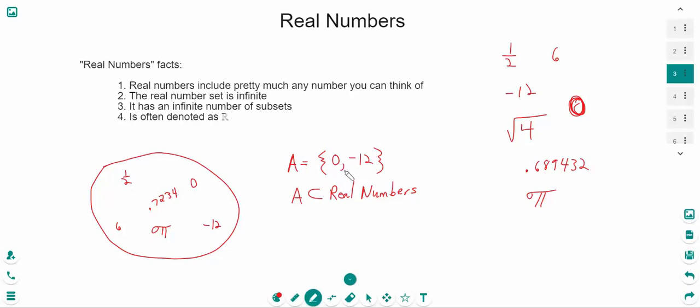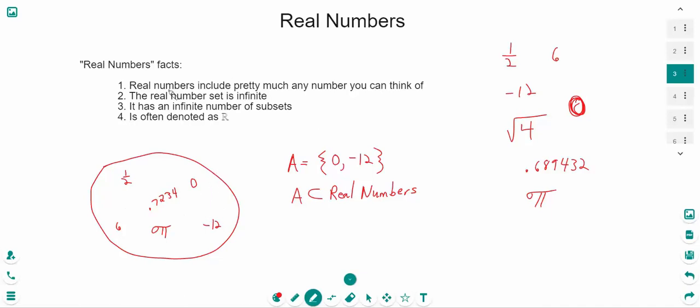And hopefully you can also see that I could make infinite subsets of the real numbers. I just chose 0 and -12. I could have chosen any other two numbers. I could have chosen one number. I could have chosen 10 numbers, 100 numbers, a million numbers. It doesn't matter. I could easily continuously pull out new subsets of this set of real numbers. And actually there are infinite subsets in here, because there are infinite members in the real set. So that should be pretty clear and obvious.